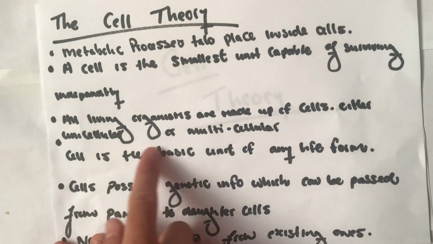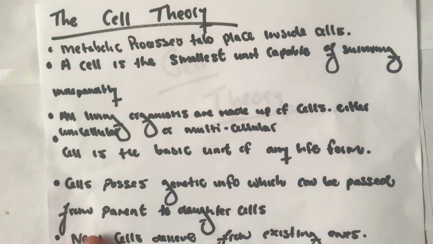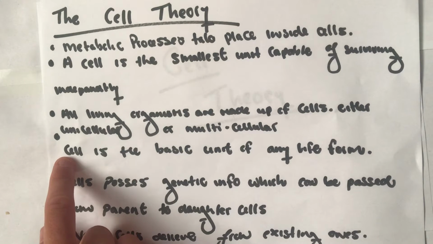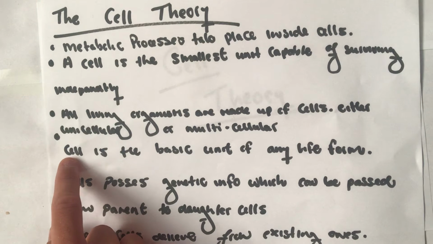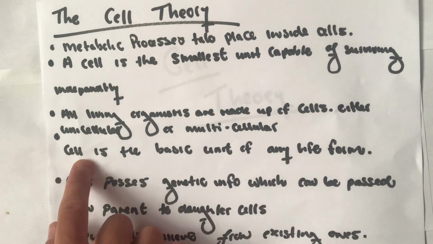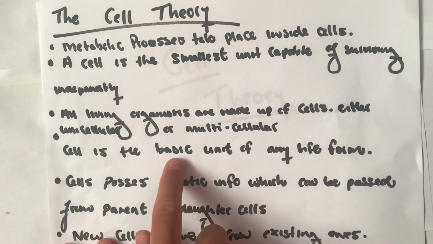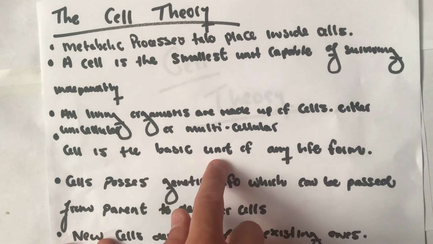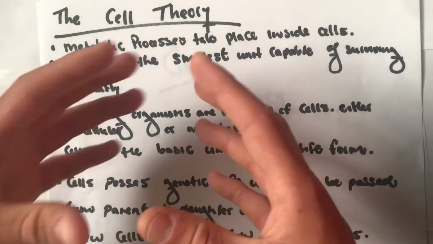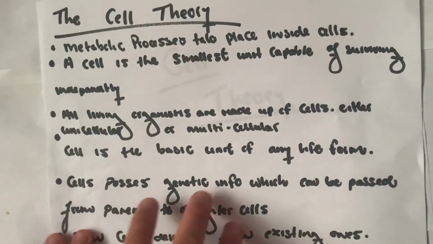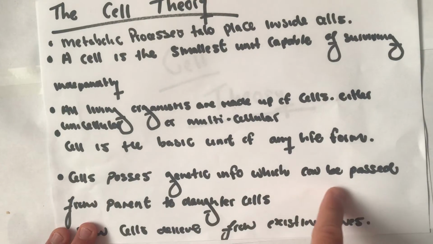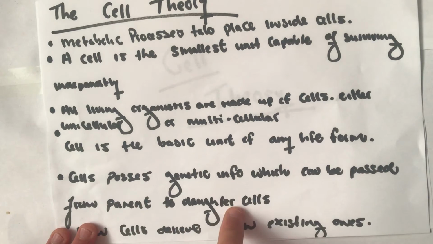A cell is the basic unit of any life form. So I like to think of cells as amino acids. So amino acids are the building blocks of proteins, but cells are the building blocks of life forms. And here we see the concept of a basic unit once again, with all the organelles in the cell interacting with each other. Cells possess genetic information which can be passed from parent to daughter cells.